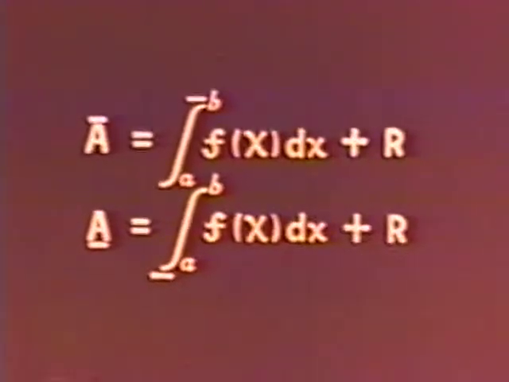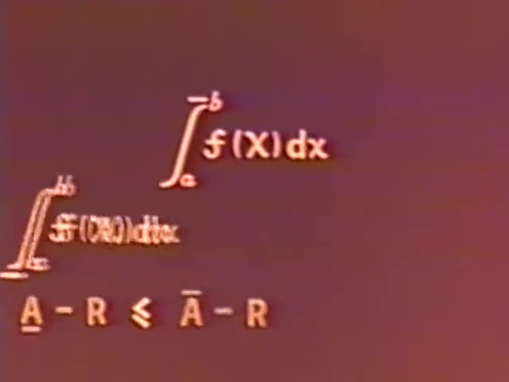From these relations, along with the definitions of upper and lower integrals, we obtain these equations, which may be written in this form. Since the inner area is always less than or equal to the outer area, the quantity A, lower bar minus r, is less than or equal to A, upper bar minus r. Therefore, it follows that the lower integral is always less than or equal to the upper integral.